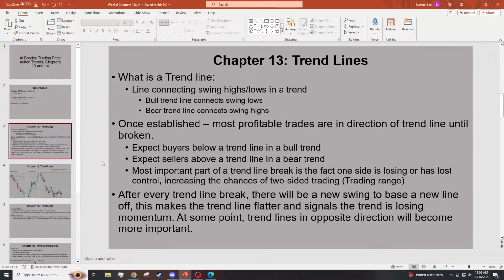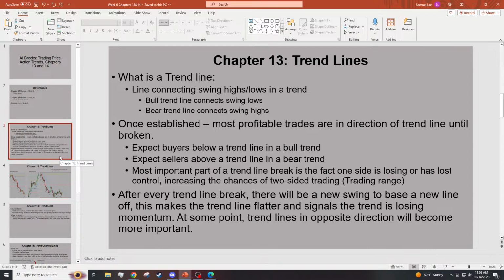So trend lines, it's a lot for such a simple thing, but I just wanted to be very clear. A bull trend line connects swing lows, and a bear trend line connects swing highs. Everybody knows it, okay? When they're established, the most profitable trades are with trend trades, and you can always expect buyers below a bull trend line and sellers above a bear trend line.